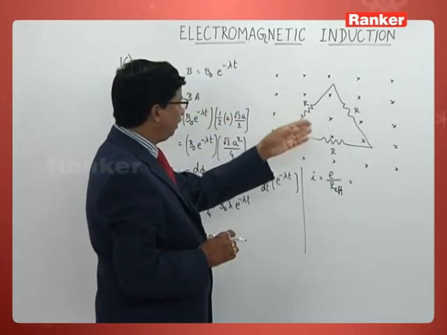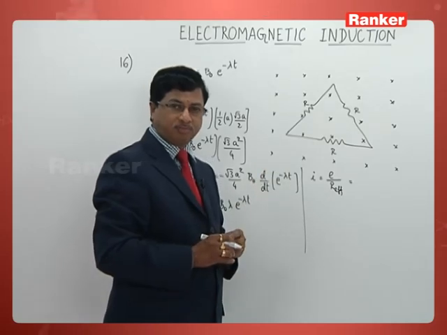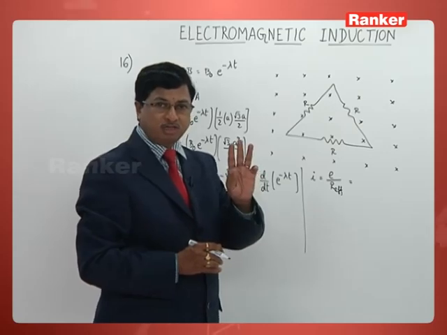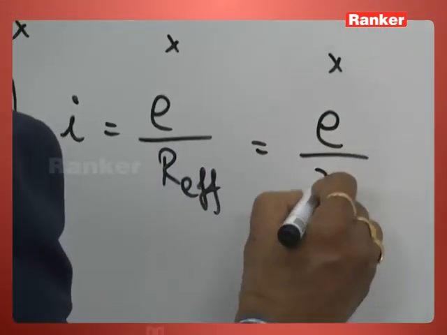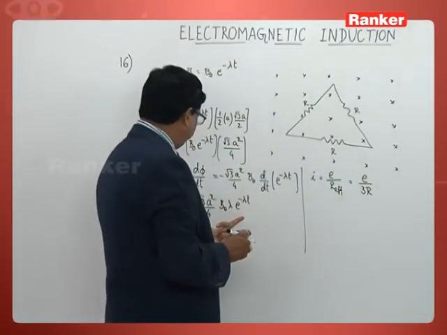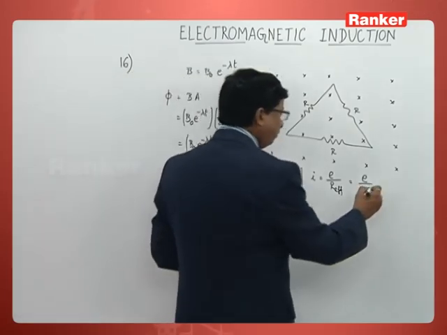You can certainly understand all the three resistances are connected in series. Then what would be the effective value of resistance? It becomes 3R. So directly I can write E by 3R. Now what is the value of E? Already we have calculated. Substitute that value here.